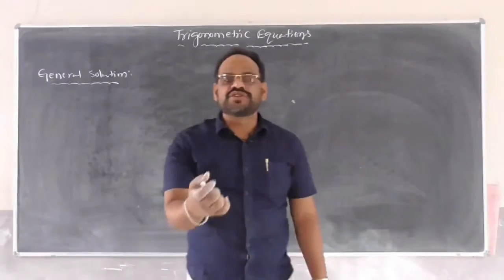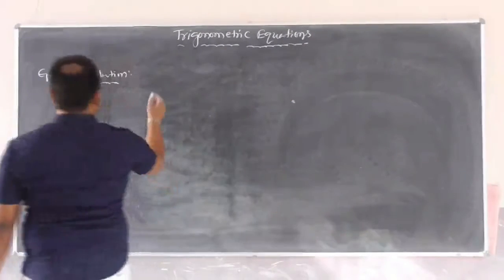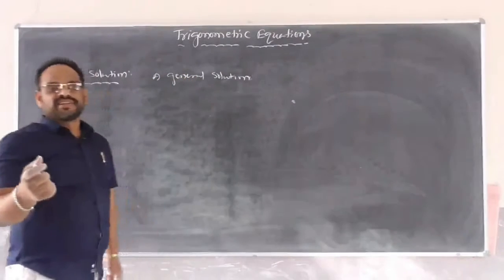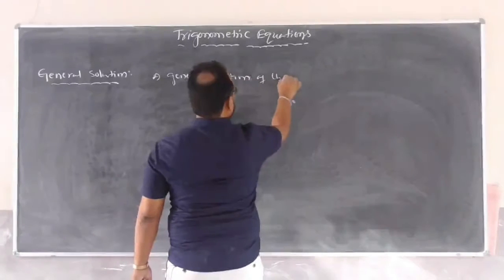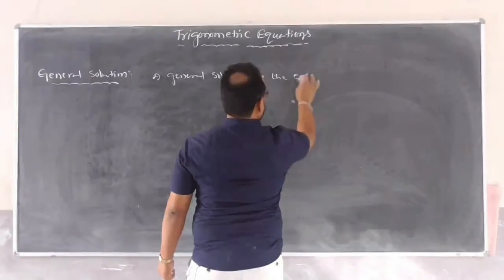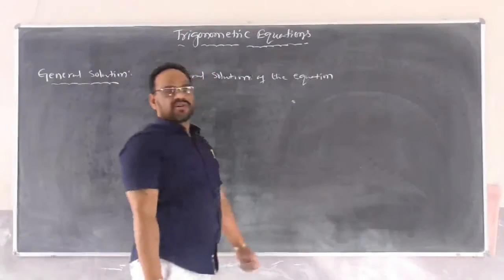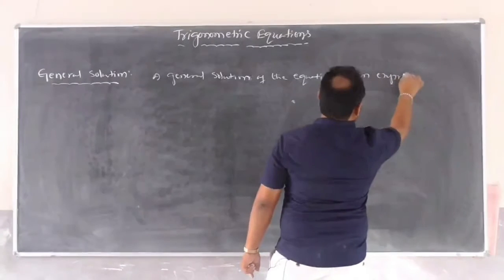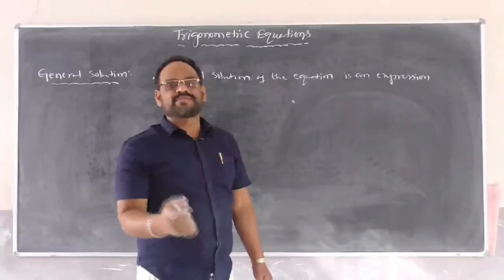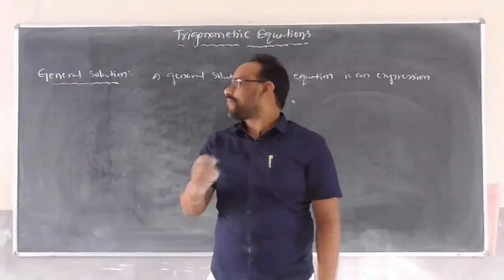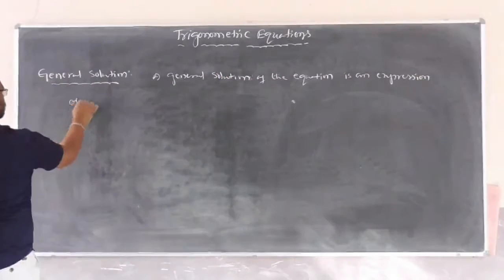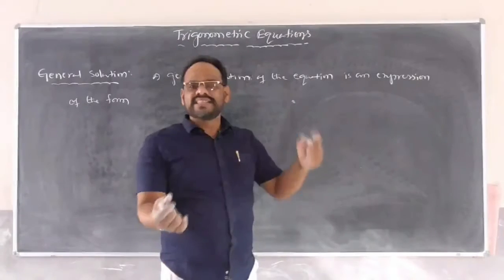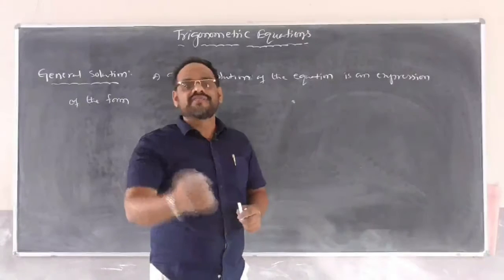A general solution of the equation is an expression of the form theta naught plus f of n. The general solution is nothing but an expression of the form theta naught plus f of n.